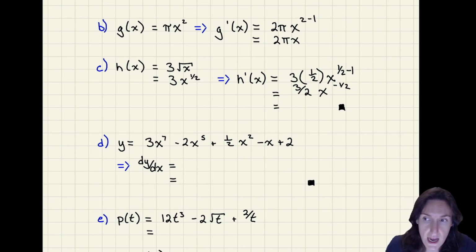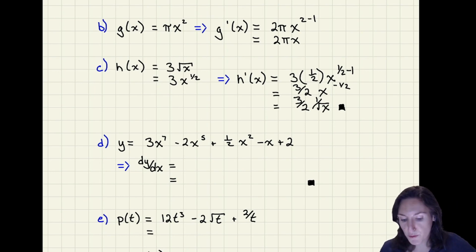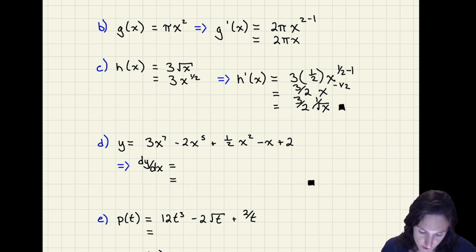If I asked you to have positive exponents, what you could do is write it as 3 over 2, 1 over x to the 1/2, or if you wanted to put it back as a root, you could write 1 over the square root of x.